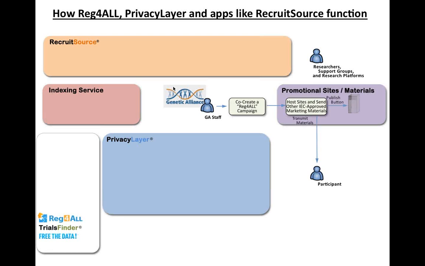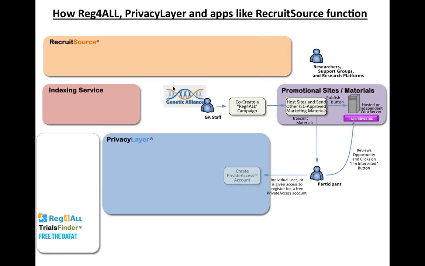The campaign materials are transmitted to participants or published on a website in the form of either the widget or just a link to where the Reg4ALL site or the branded site is located. The participant can click on that link, which would then redirect them first to the Privacy Layer to set up their privacy permissions, which they do by creating an account, or if they already have one, just using their account to set their various privacy directives.